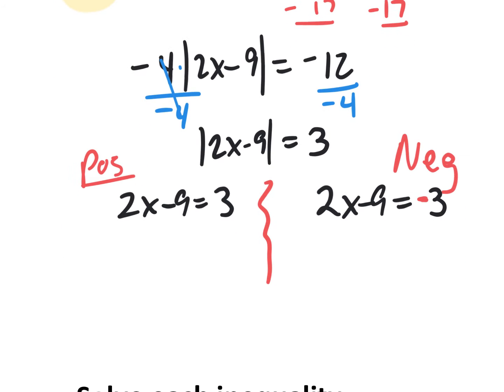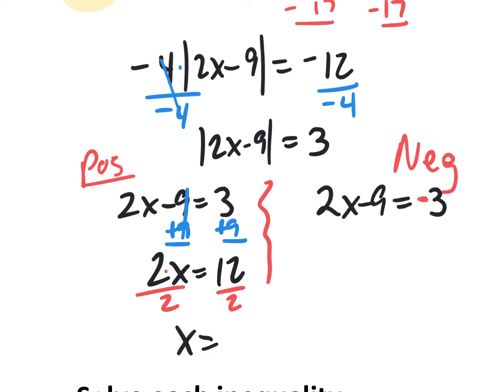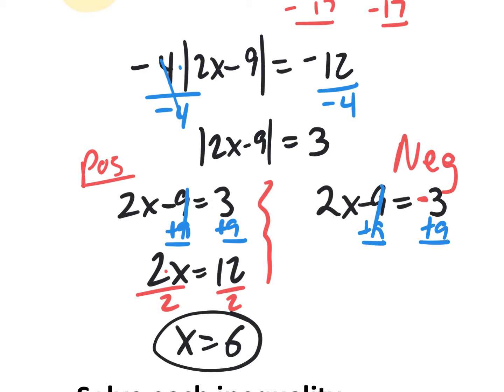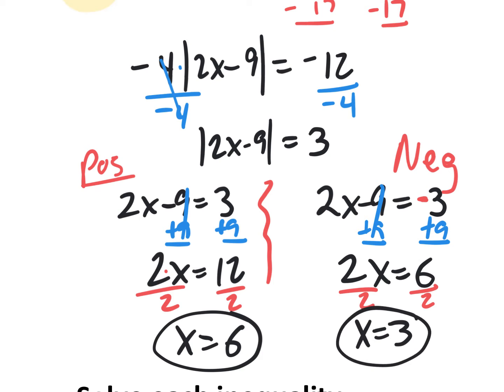Anyway, we need to solve both of those. So let's add 9 here, add 9 there. We end up with 2x equaling, what is that, 12. And then we divide by 2 to get rid of that multiplication of 2. We end up with x equals 6. That's one answer. And then we go back to the other one and solve that one. We add 9, 2x equals 6. And divide by 2, x equals 3 is your other answer.